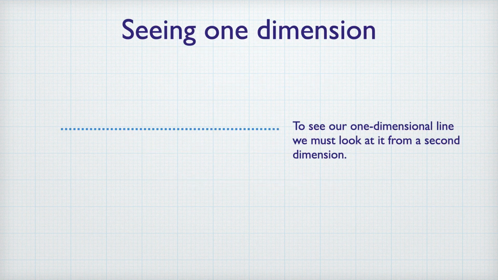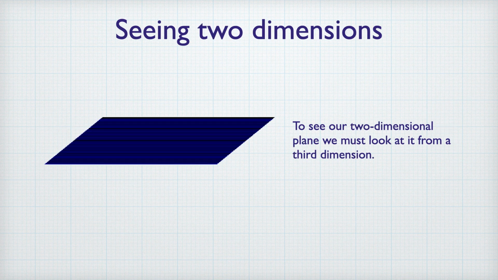Now, returning to our one-dimensional line, when we view it, we are seeing it from outside of the one dimension. We are seeing it in the second dimension, in this case looking down on the line from above. Similarly, when we are looking down on a two-dimensional surface, we do so from the third dimension, as we do when we see a video screen.